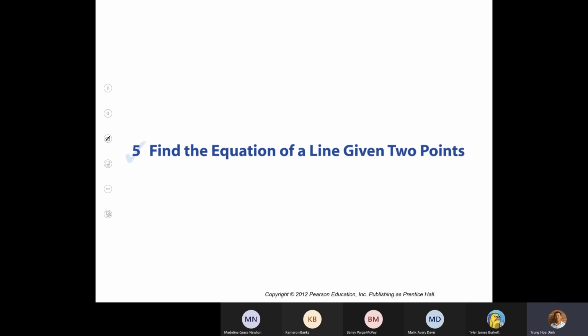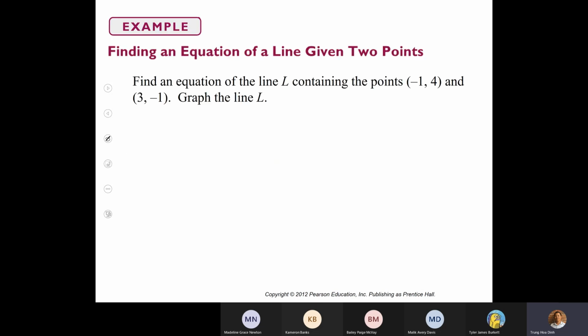We just discussed it. If they give you 2 points, you can find the slope, and then using the slope, we can write the equation of the straight line. We have 2 points, (-1, 4) and (3, -1). They ask us to graph the line. Of course, we need to find the equation first. Would you please find me the slope?